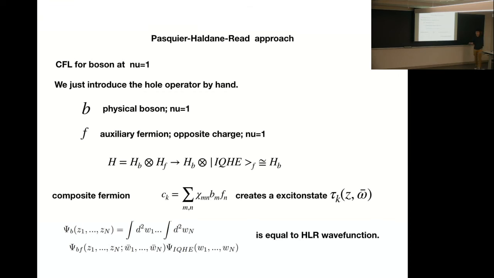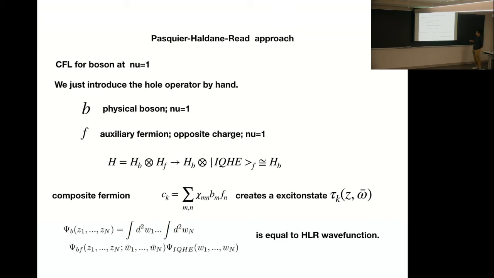So you cannot do it with flux attachment, so they must develop a new theory. So what is their theory? Let me just give you the basic idea. I don't have time for details. So the idea is, you have the physical boson, the filling is one. And they have the correct intuition that we need some hole, and we bind this B and this hole. So the question is, how do you introduce this hole? Their idea is very simple. I need this hole, I just introduce it by hand.